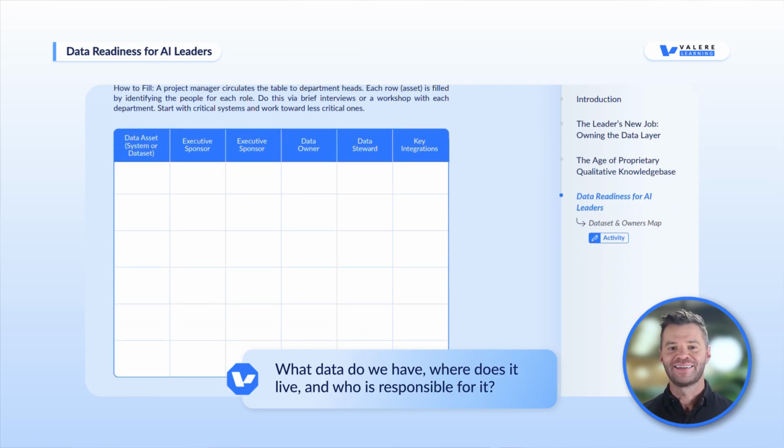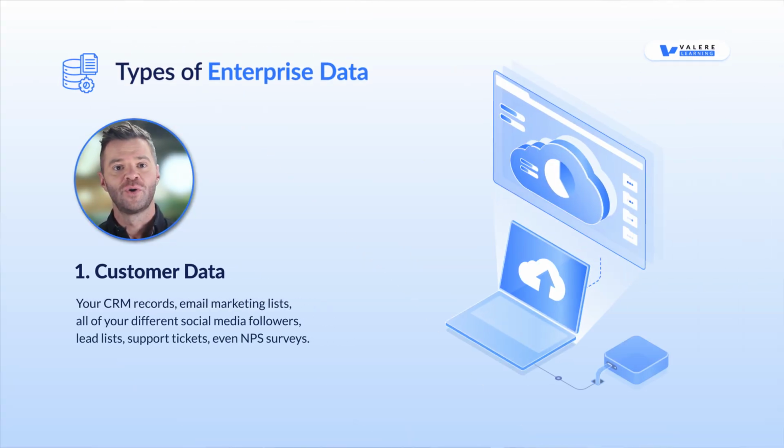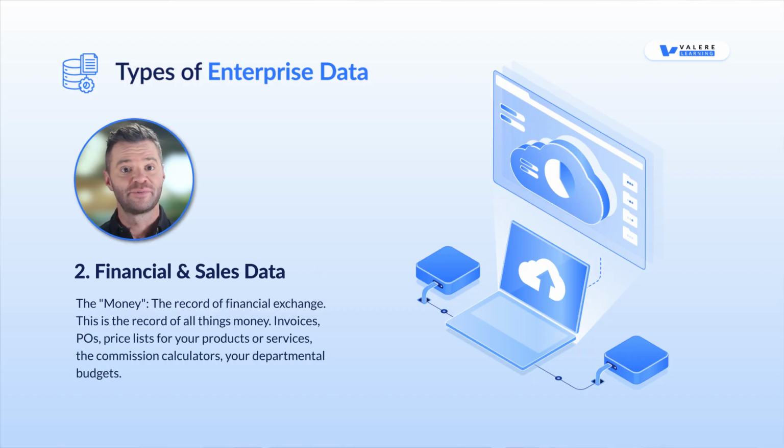Now, when you think about data in a company, there are a lot of different forms. You've got customer data, which would be your CRM records and email marketing and all the different social media followers, lead lists, support tickets, even NPS surveys. This is basically anything that pertains to a current customer or a customer that you would like to have in the future.